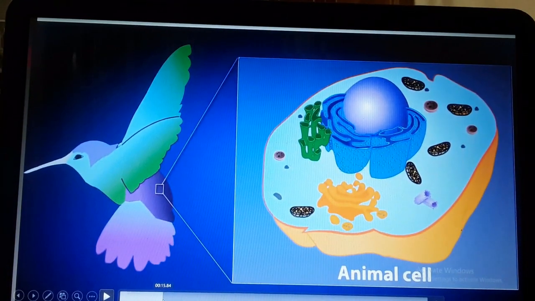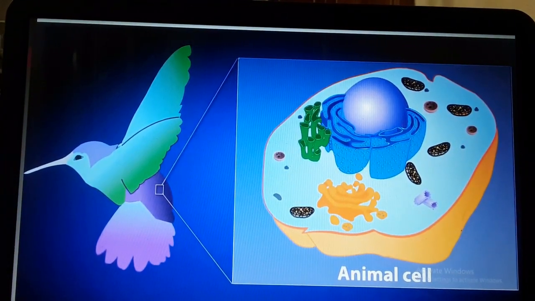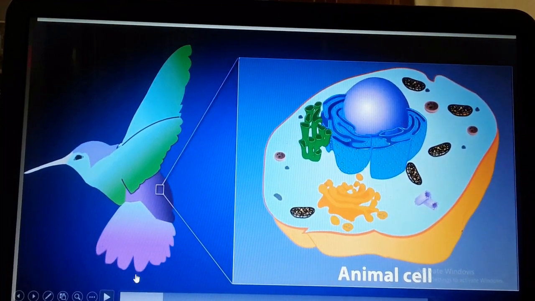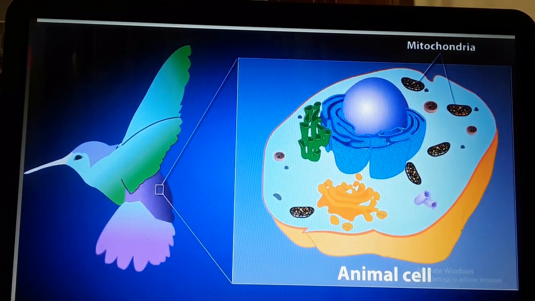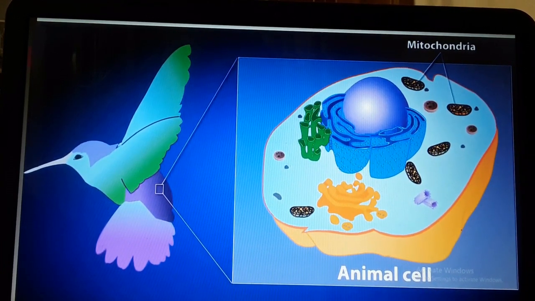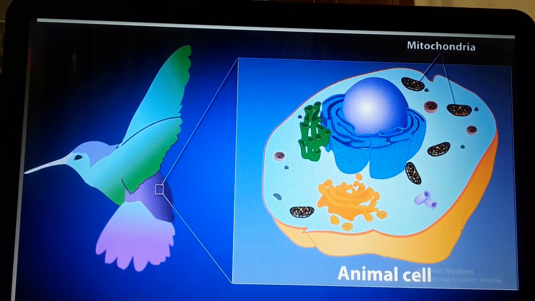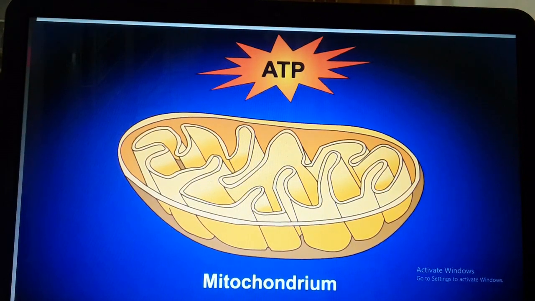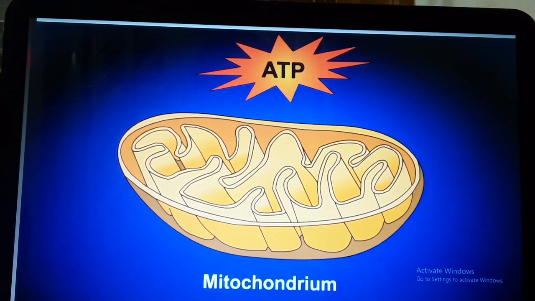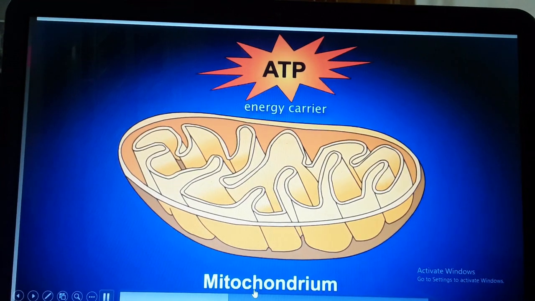The animal cell, here we can see the structure of the mitochondria. Okay, which one is mitochondria? Yes, these yellow structures, those are mitochondria. So those are having cristae-like structures, these finger-like structures. Okay, where in the inner mitochondrial membrane this ATP is formed. So how? That's the question.